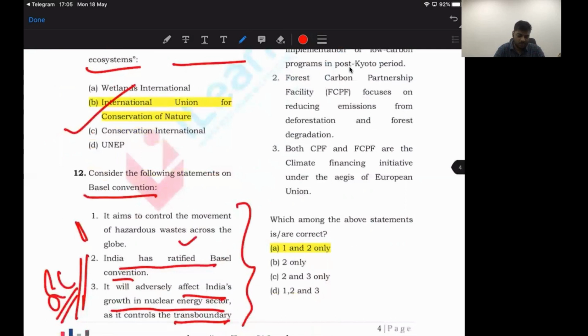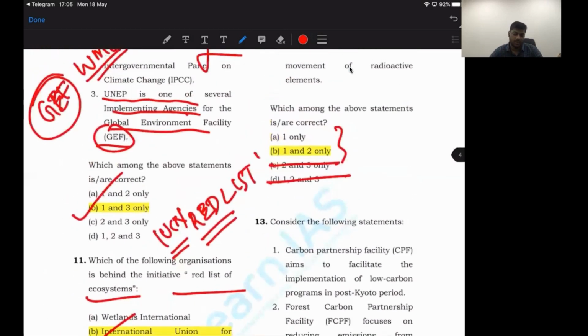It aims to control the movement of hazardous waste across the borders. Now, the second statement: India has ratified the Basel Convention. A convention which prevents the cross-border movement of hazardous waste, with a really good objective, will India sign it? It's highly likely that India should sign the convention. So both the statements are correct. This is how you have to reach the answer in this particular question.